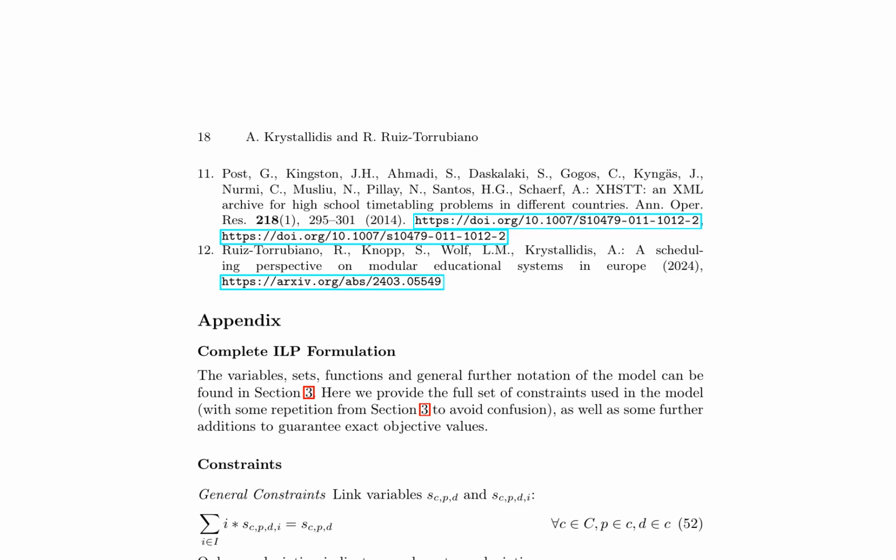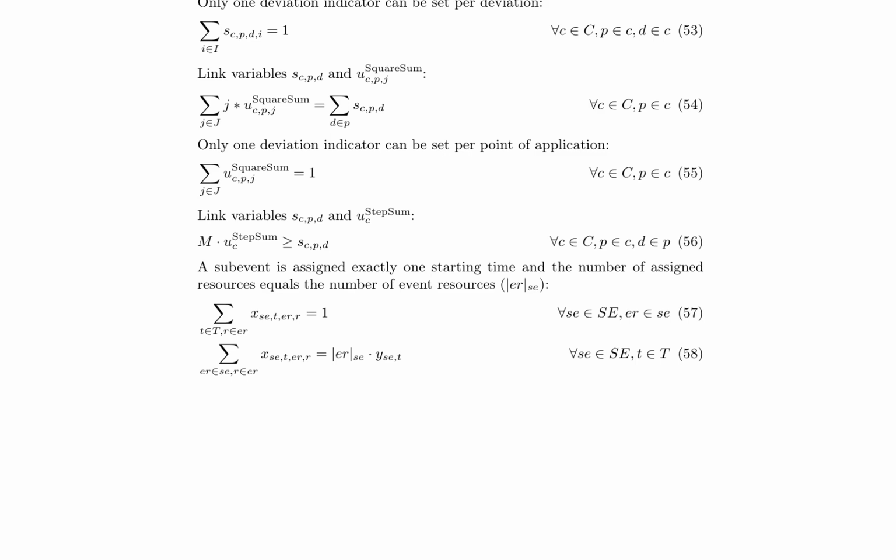The ILP formulation consists of several constraints, including general constraints, linked variables, and subevent constraints. These constraints ensure that the model accurately represents the timetabling problem and provides exact objective values. Specifically, the constraints include linking variables for student course day and student course day instance, ensuring that each student is assigned to only one course per day. Another set of constraints links variables for student course day and student course square sum, ensuring that each student has only one deviation indicator per point of application.